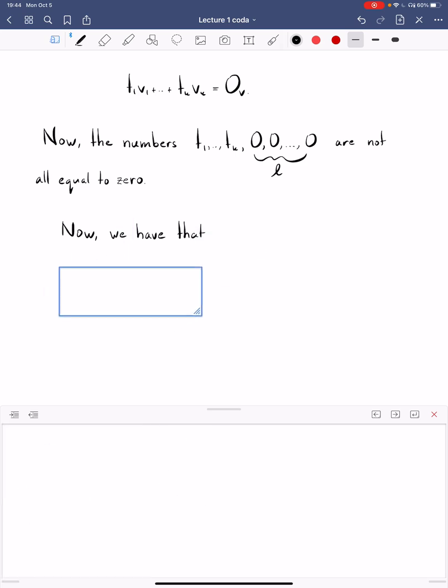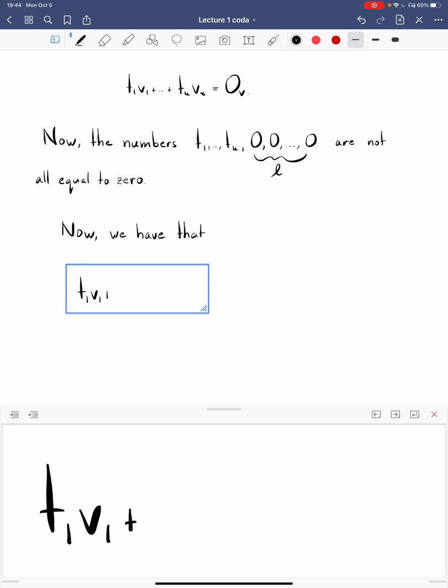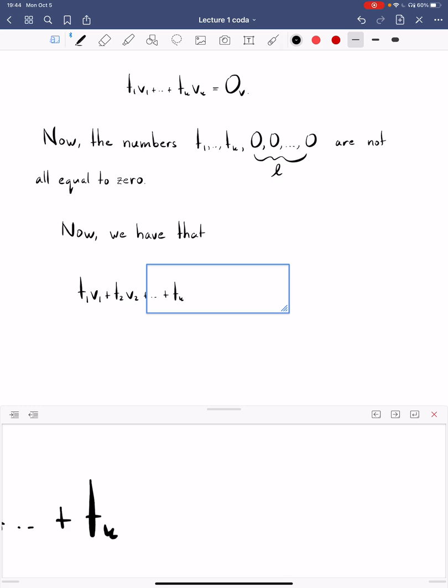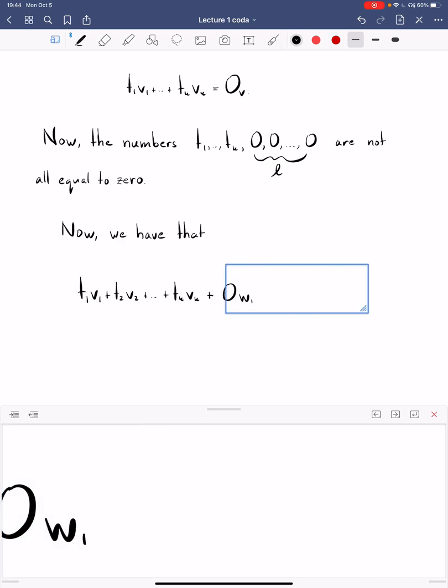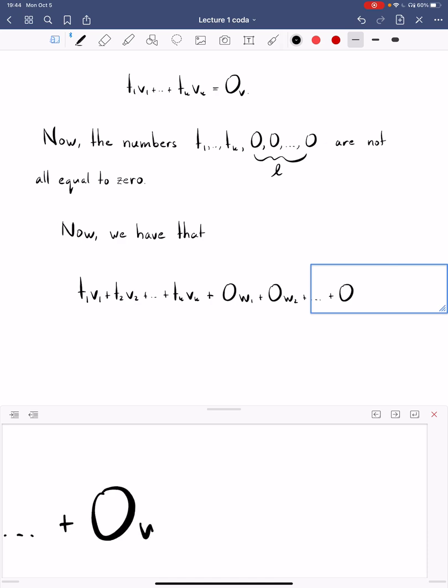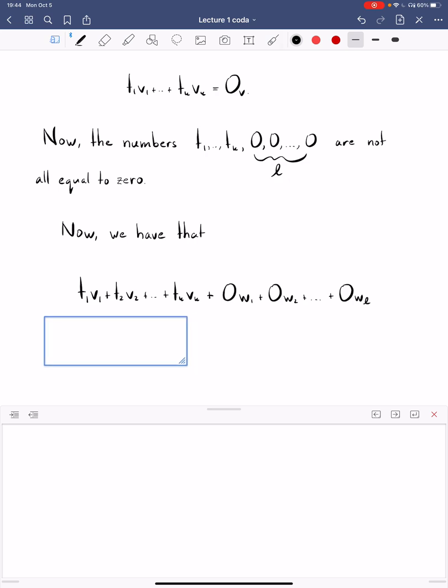So what happens when I make the linear combination of V1 through VK and W1 through WL with these weights, with these scalar multiples? So I'm looking at the vector T1 times V1 plus T2 times V2 plus up to TK times VK plus 0 times W1 plus 0 times W2 plus 0 times WL. What is this equal to? I can actually evaluate this sum.